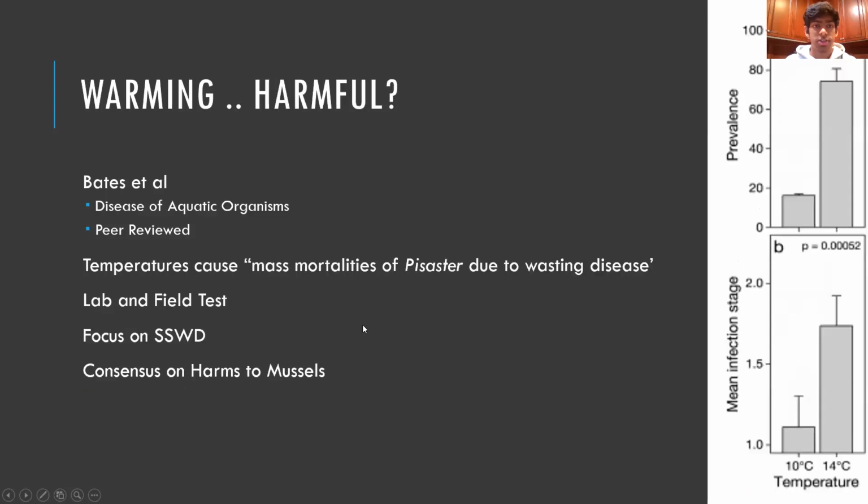The other side of this, however, is the Bates et al. study and some other studies published in the peer-reviewed journal Diseases of Aquatic Organisms that found that temperature increases could cause mass mortalities of Pisaster due to wasting diseases. They tested in the lab and the field, and they focused on sea star wasting disease and found that when you increase the temperature, there's a big increase in the prevalence of sea star wasting disease and an increase in how fast it can proceed. So there's a difference. The earlier study focused on an increase in growth rates, but this one focused on disease. So there's still a big scientific debate about whether it'll help or harm the sea star.